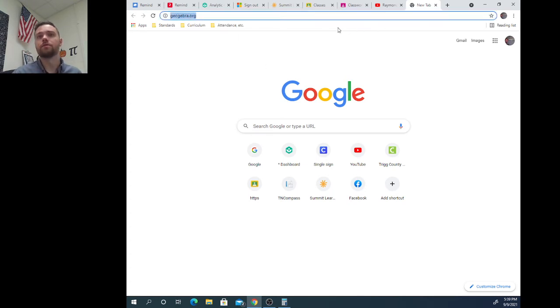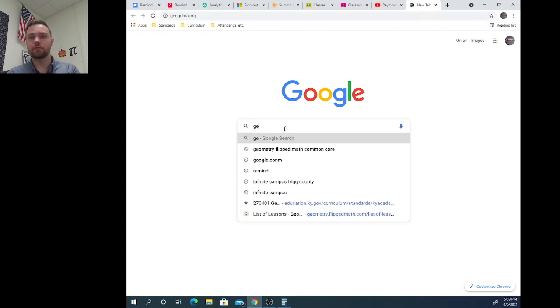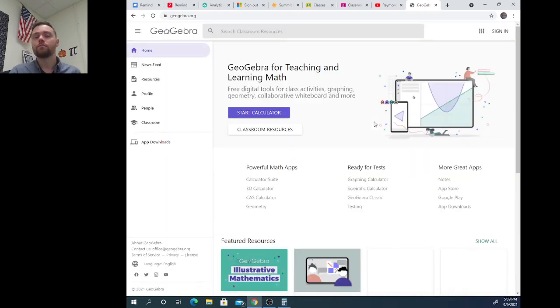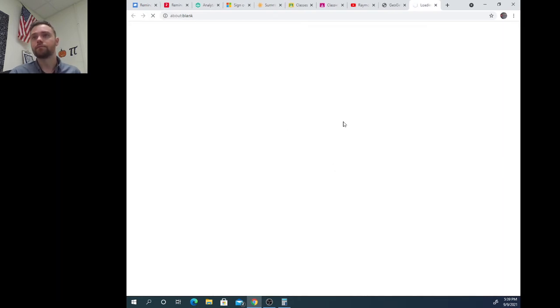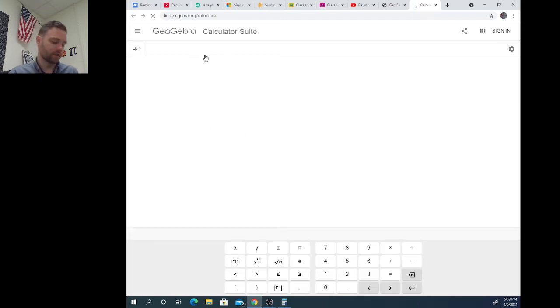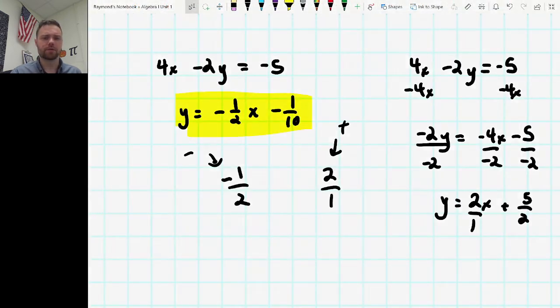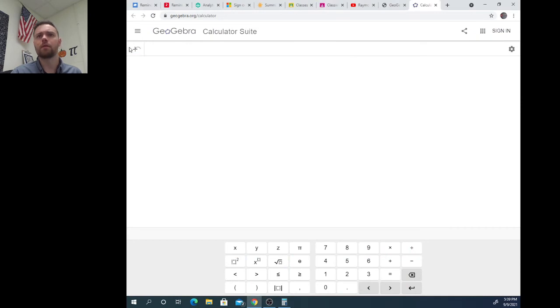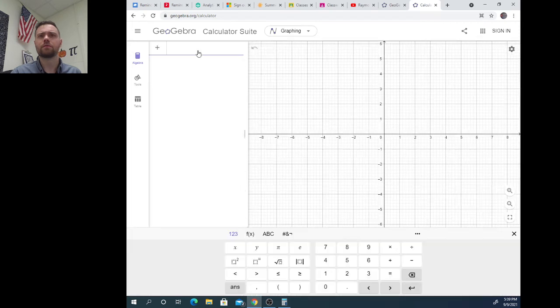So hopefully that loads. And for some reason it is not. Okay, there we go. So this is just a fancy calculator that allows me to graph both of these lines. I don't think we've used it in class yet. What a shame. We've used it in class once, but we'll be able to use it some more.